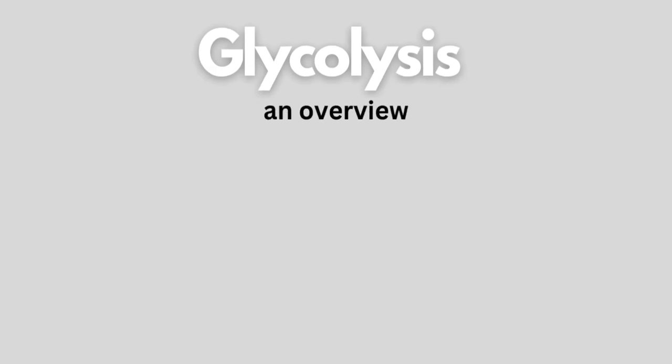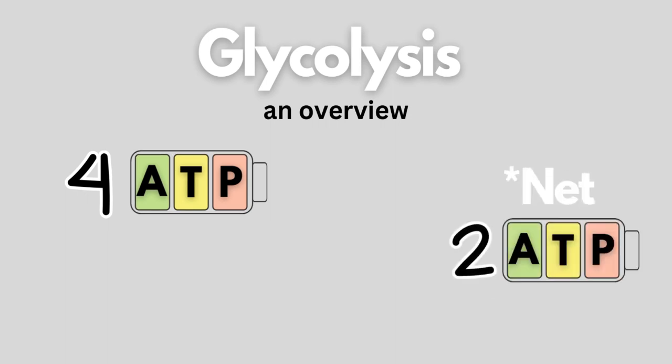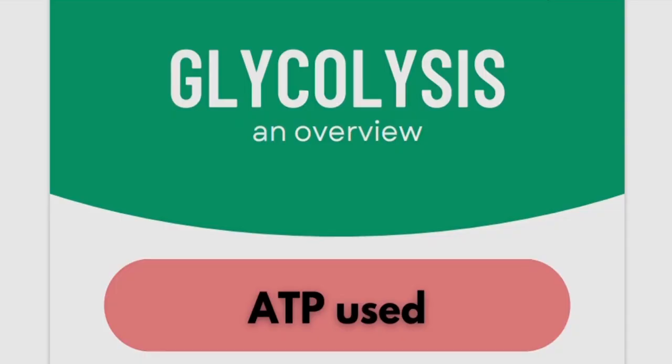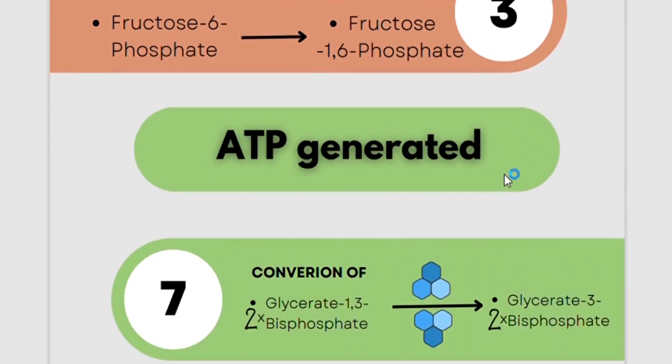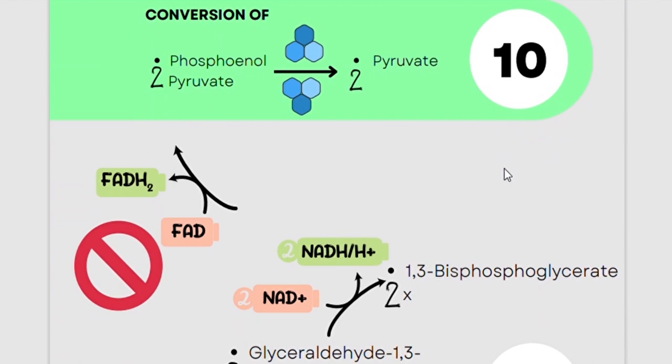Now, as an overview, in glycolysis, there are 4 ATPs formed, out of which 2 ATPs are used up in the preparatory phase and 2 ATPs are the net production. And besides 2 ATPs, there are 2 NADH also formed in this pathway. So that is all about this whole pathway. I will post an infograph of the overview of glycolysis where you can see the reactions where ATP is used and ATP is generated, and also where NADH is formed.